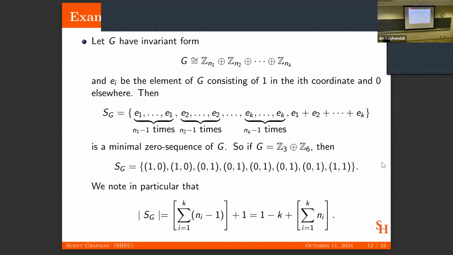Maybe there's one that's bigger. We don't know yet. But there's at least one that big. Okay.